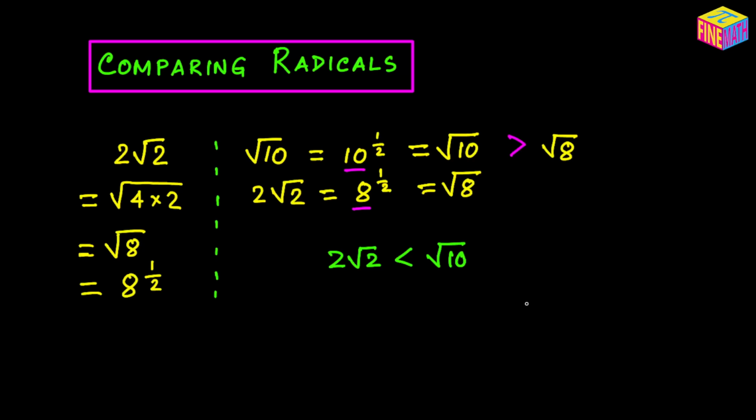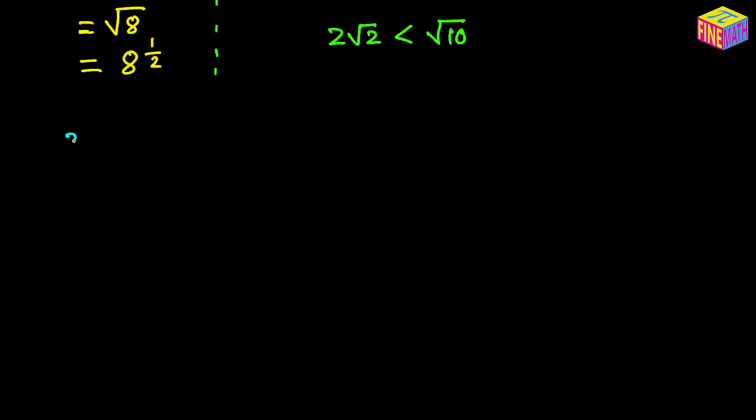So let's take another example. Let's suppose we have 2 times square root of 2 and the other number is, let's say, cube root of 5, for example. Now we have to compare between them, which one is larger and which one is smaller, right?